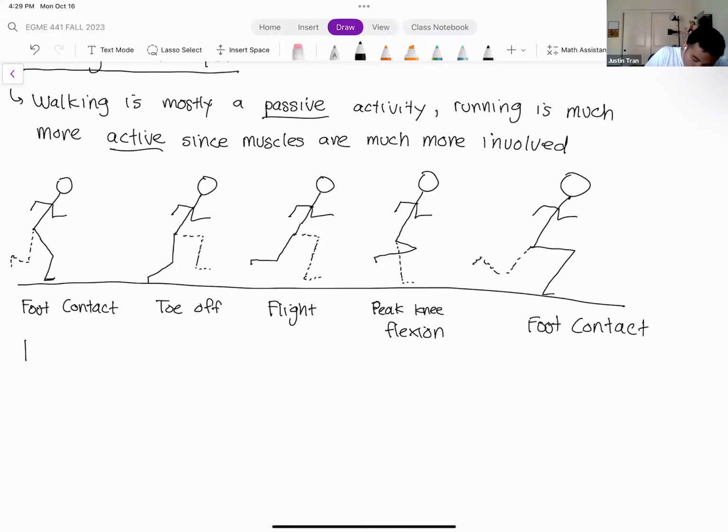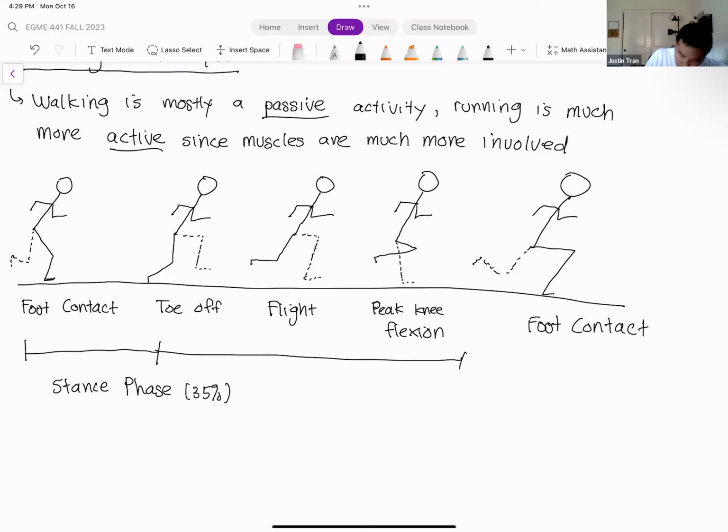During this entire time right here, we call this the stance phase. During the stance phase, the featured foot is on the ground. This is comprised of about 35% of the running gait cycle. And the rest of the time is the swing phase, the phase when your one leg is off the ground. And this is comprised of about 65% of the time.